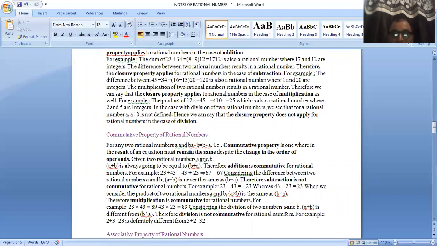Consider the division of two rational numbers a and b. a divided by b is different from b divided by a. Therefore, division is not commutative. So, we can say addition and multiplication are commutative for rational numbers, and subtraction and division are not commutative for rational numbers.